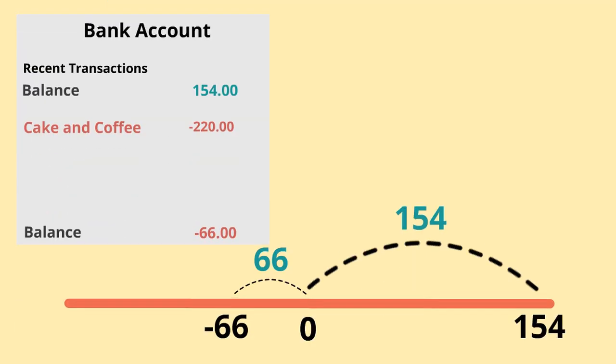So if you used the number line method, you should have something that looks like this. We started on 154. We jumped back 220 spaces and we landed on minus 66. So our balance is minus €66. We owe the bank €66.